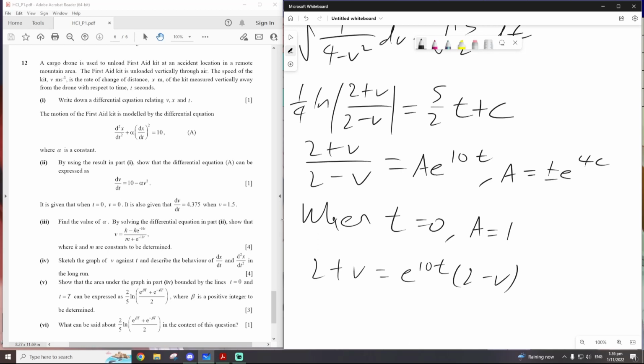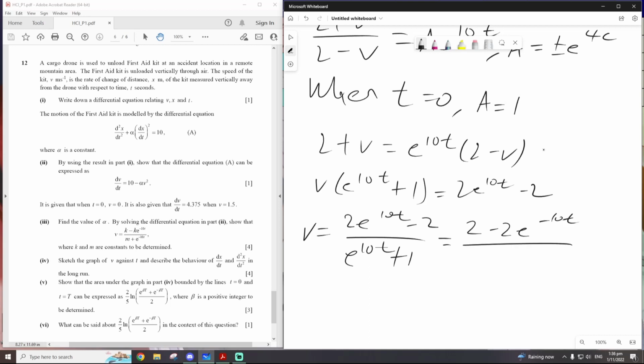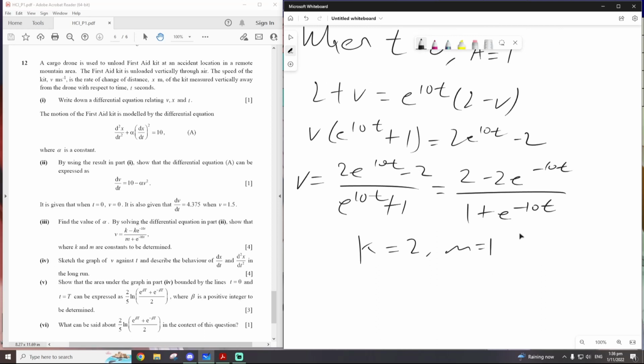So we will try and factor out the v here. So v times (e power 10t plus 1) equals, then bring everything to the other side, so we get 2 e power 10t minus 2. And then of course you can divide both sides by e power 10t plus 1, so that I get v equals 2 e power 10t minus 2 divided by e power 10t plus 1. We can multiply the top and bottom by e power negative 10t to get the expression 2 minus 2 e power negative 10t divided by 1 plus e power negative 10t, which is exactly what we wanted. k equals 2, m equals 1.